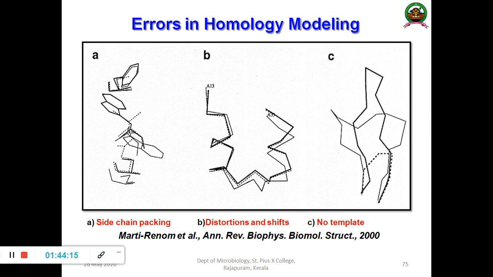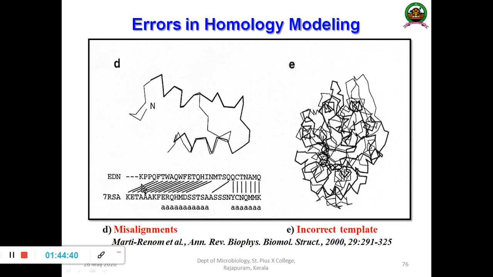Sometimes what will happen is the side chain modeling we will do. I told you we are separately modeling the side chain, and the wrong side chain may come and pack. Actually side chain packing may be wrong. Then distortion and shift, that will be because of lack of template, a mismatch will happen in the alignment. Sometimes there will not be any template at all, then it will produce a long loop. So sometimes misalignment will happen.